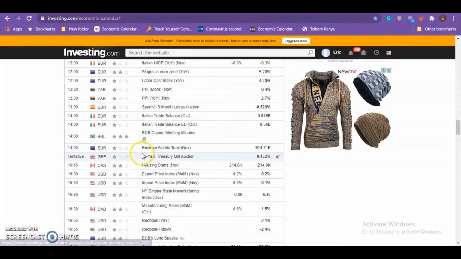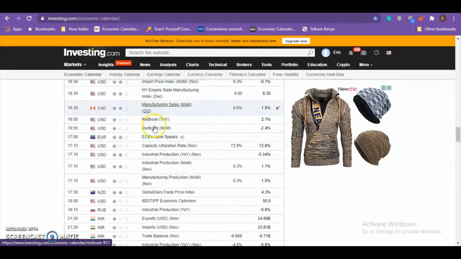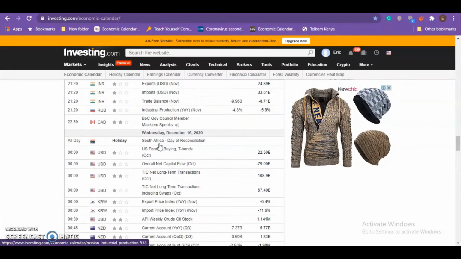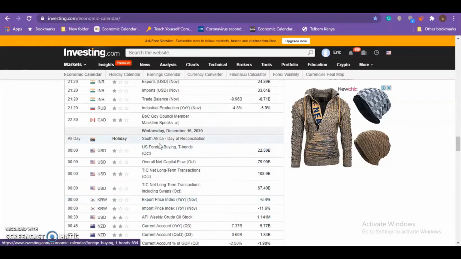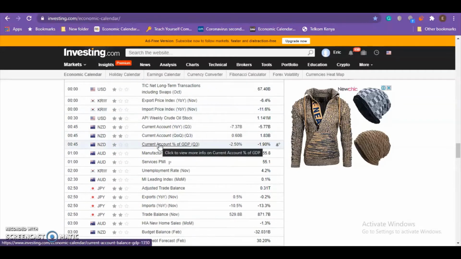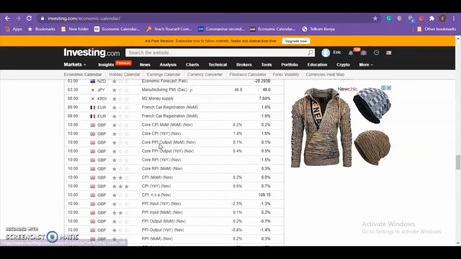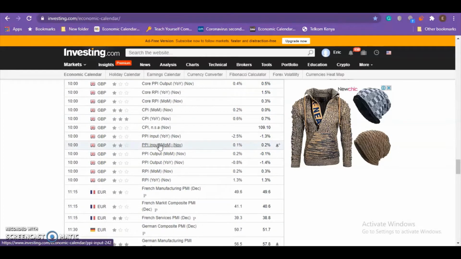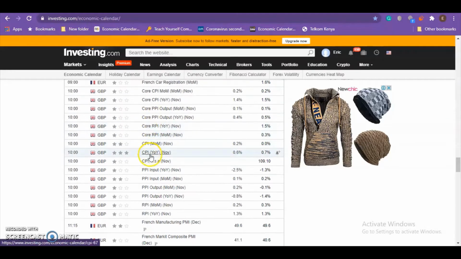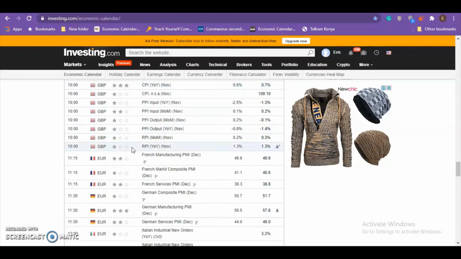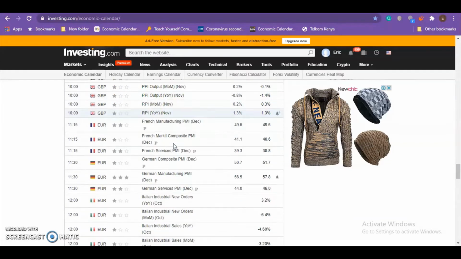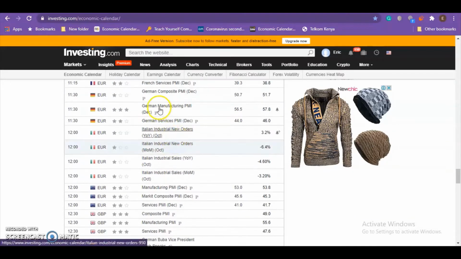Normally I like to look at my economic calendar on a weekly basis so that nothing surprises me in terms of the calendar and big stats. Yes, the CPI, Consumer Price Index, is poised to go down. That is for the Great Britain pound. German, this one will be good.